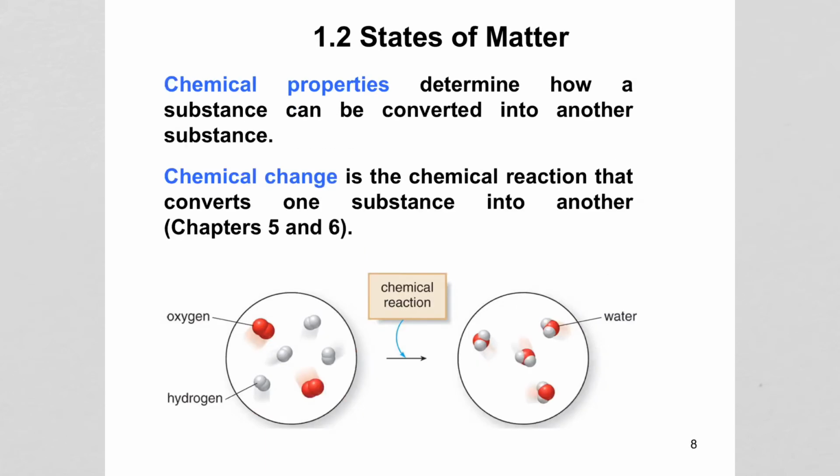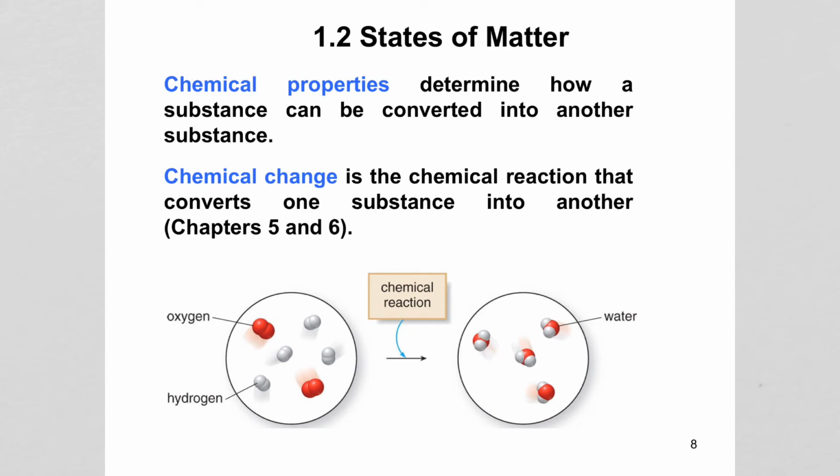Chemical changes, on the other hand, involve transformations, involve chemical reactions. That's one of the main things that we're going to be covering in later chapters. For now, I want you to know that a chemical property is something that we can use to determine whether something will react or not.